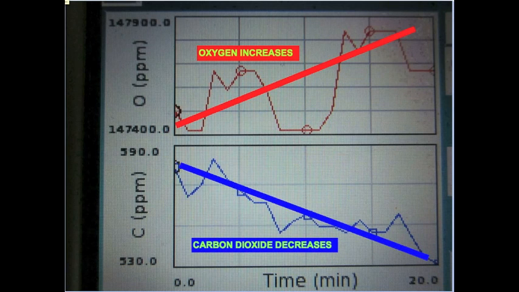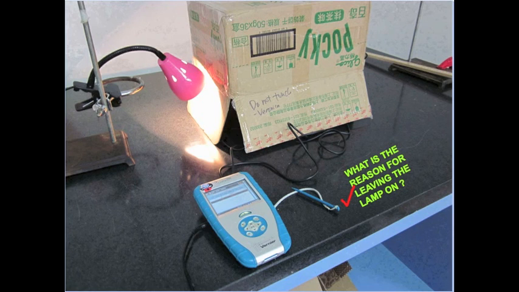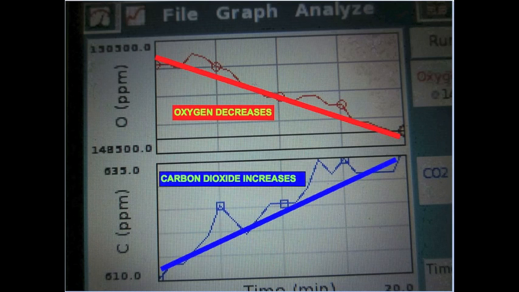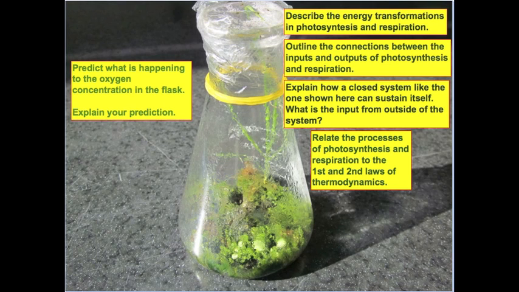And back to our results. And what do we see? In the presence of light, carbon dioxide, an input of photosynthesis, decreases, and oxygen, an output, increases. And if we set the same experiment up in the absence of light, what we see is a decrease in oxygen and an increase in carbon dioxide, because the plant is unable to photosynthesize, but it carries out its respiration.